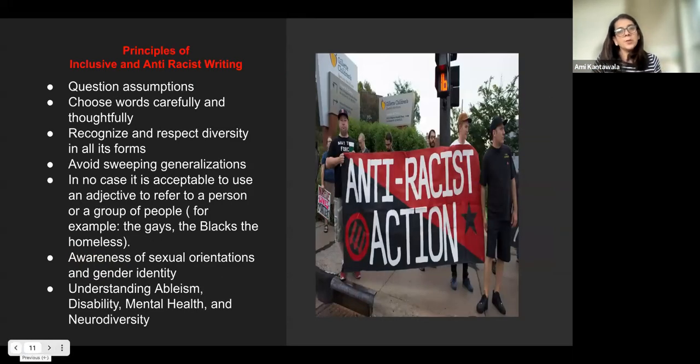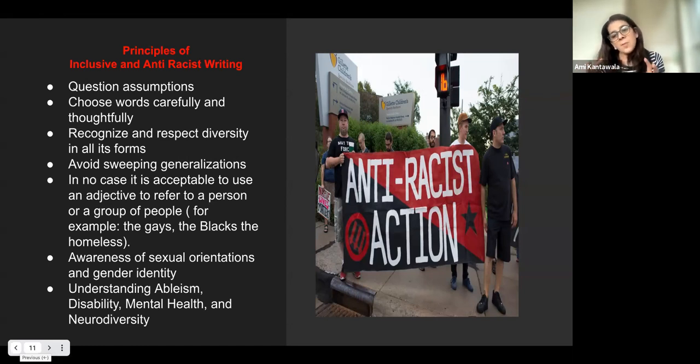There are some basic principles of inclusive and anti-racist writing: questioning our assumptions, choosing our words carefully and thoughtfully, recognizing diversity, avoiding sweeping generalizations, and making sure that you're not using any adjectives to refer to people or a group of people. Being aware of sexual orientations and gender identity, and understanding ableism, disability, mental health, and neurodiversity.